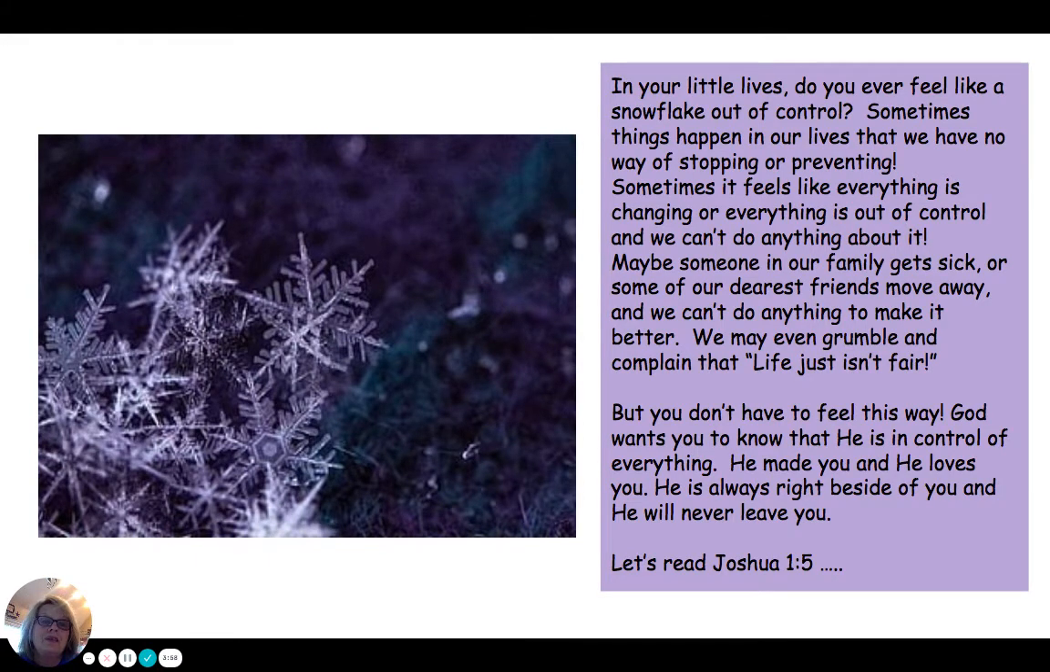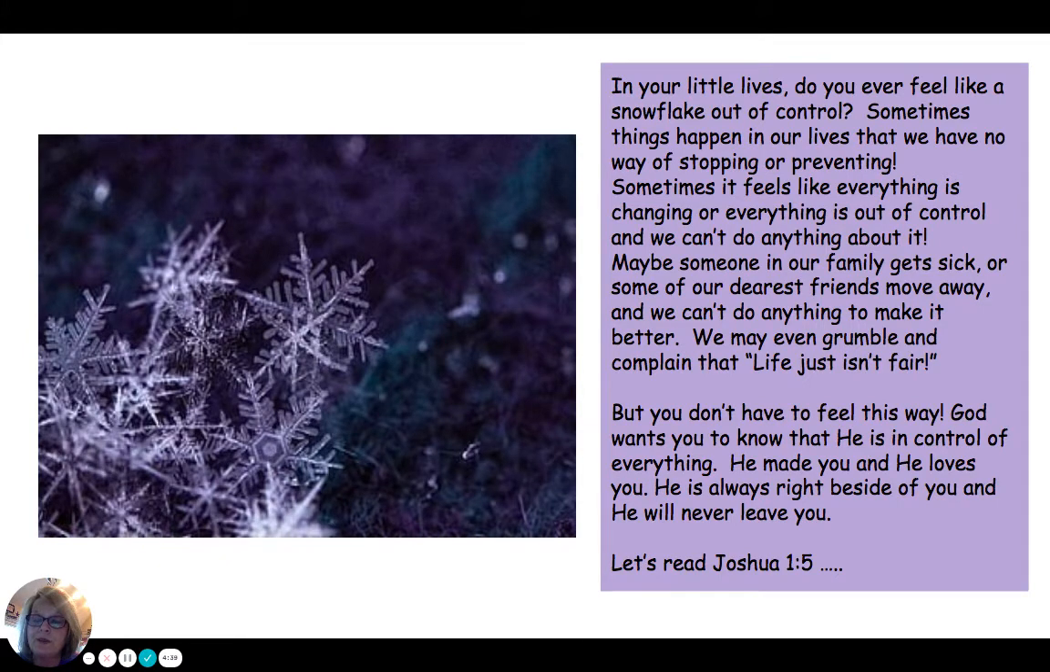Maybe someone in your family gets sick, or some of your dearest, closest friends have to move away, and we can't do anything to make things better when that happens. We may even grumble and complain from time to time that life just isn't fair. It's just not fair. I may be created uniquely different, just like these beautiful snowflakes, but it's not fair that all that has to happen to me. But you don't have to feel that way, because God wants you to know that He's in control of everything. He made you and He loves you. He's always right beside you and He will never, ever leave you.